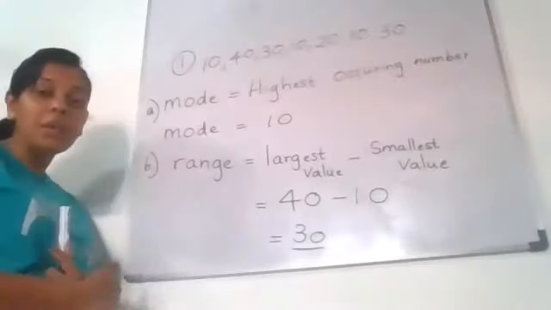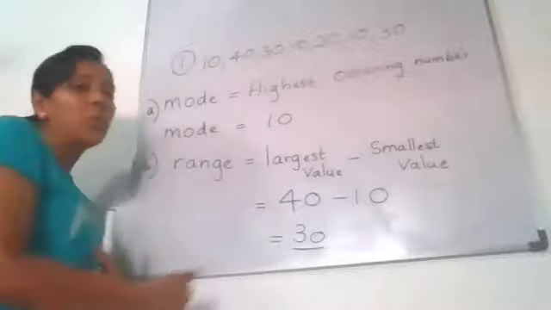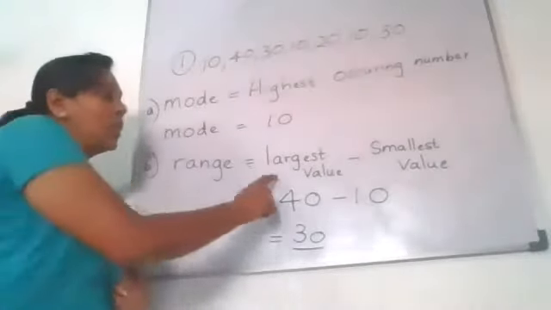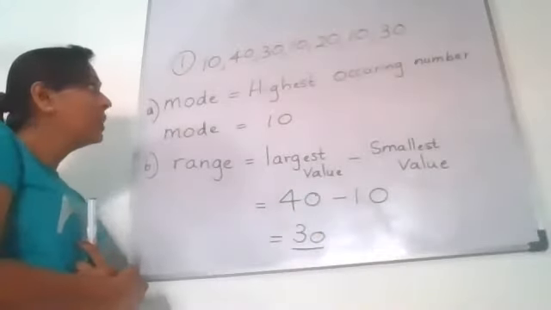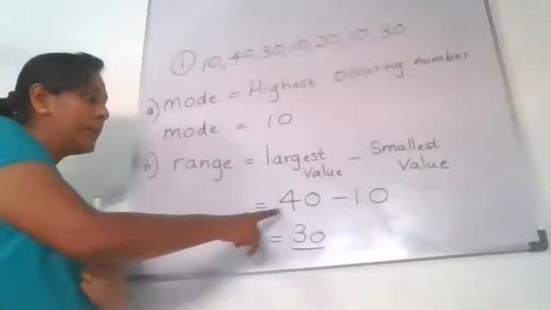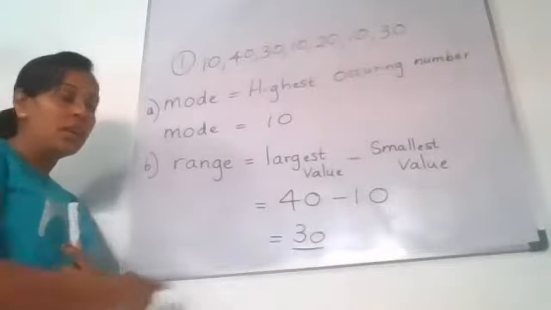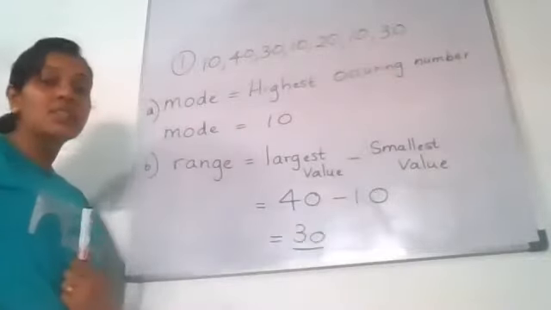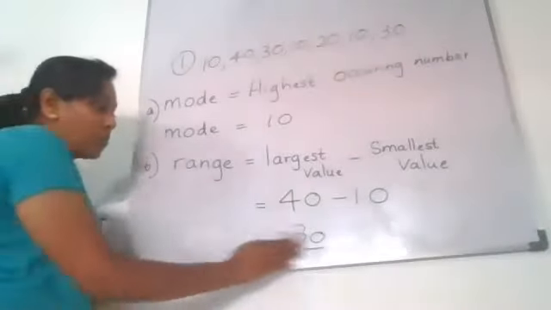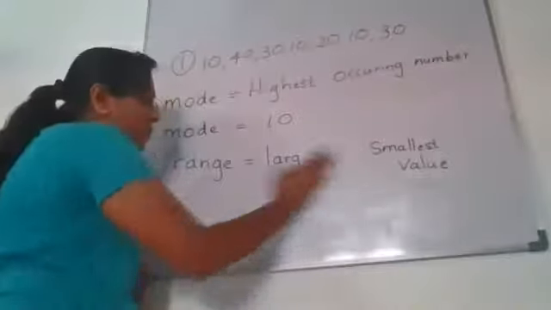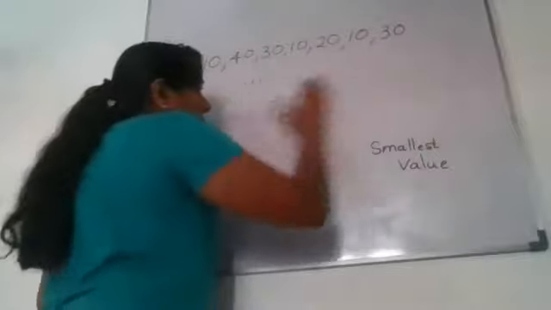Then to find the range, you have to identify the largest value and the smallest value. Then you have to find the difference between those 2 values. Now, according to this set of data, my largest value is 40 and the smallest value is 10. So 40 minus 10, it's 30. So we have learned the mode and the range. Now let's move to the other 2 terms. For those 2 also, I'm going to use the same set of data, right?